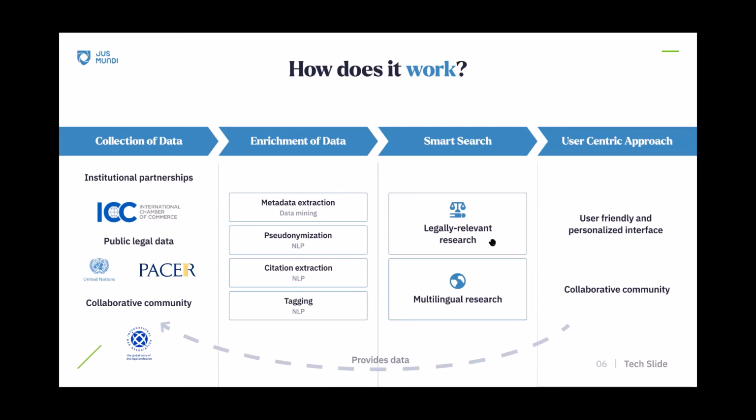Then comes the second step, which is enrichment of data. And this part is what we traditionally call artificial intelligence applied to the law. You see, I said we use data mining and NLP. NLP is natural language processing, which is artificial intelligence applied to text. And this is part of the process that we do on documents. So metadata extraction, for instance, in an award, will be extracting the names of the arbitrators who decided, the names of the counsels who participated.